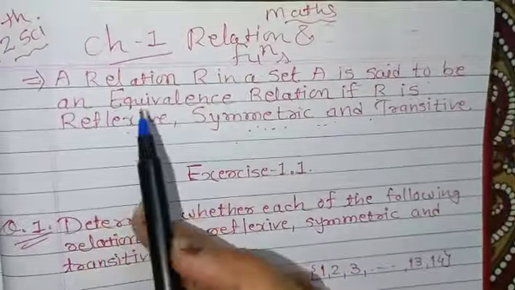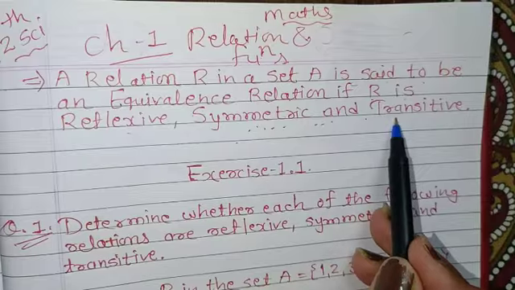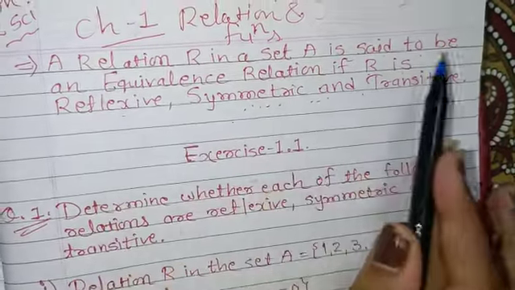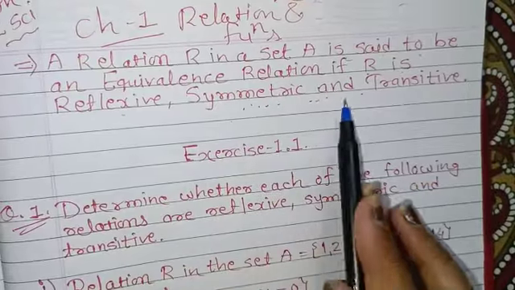We already know the definitions of reflexive, symmetric and transitive. A relation R in a set A is said to be an equivalence relation if R is reflexive, symmetric and transitive.